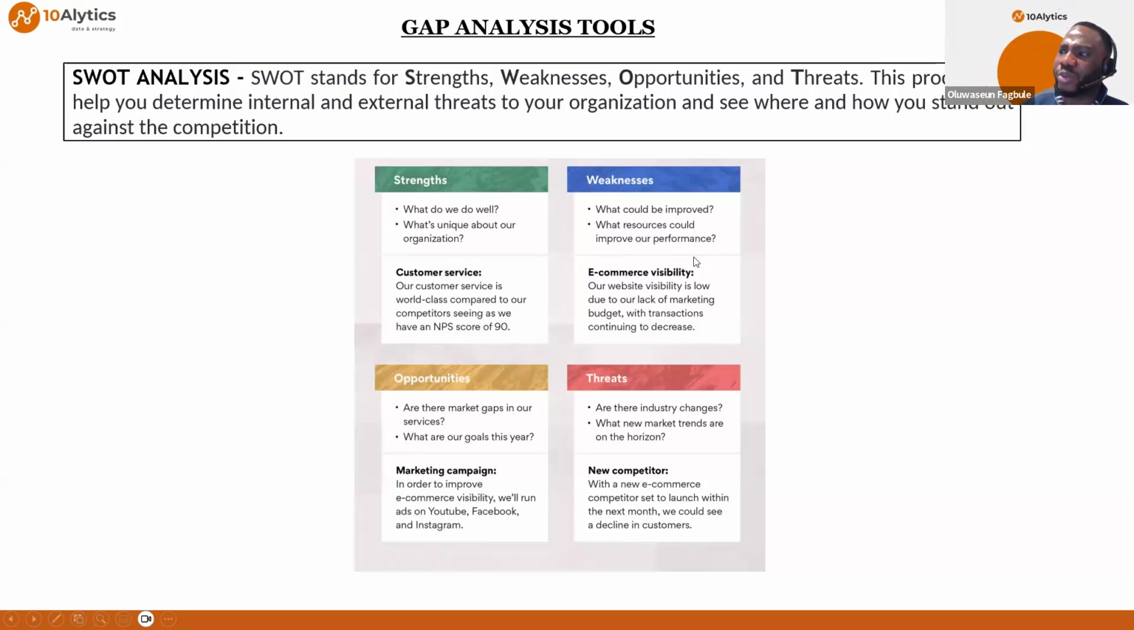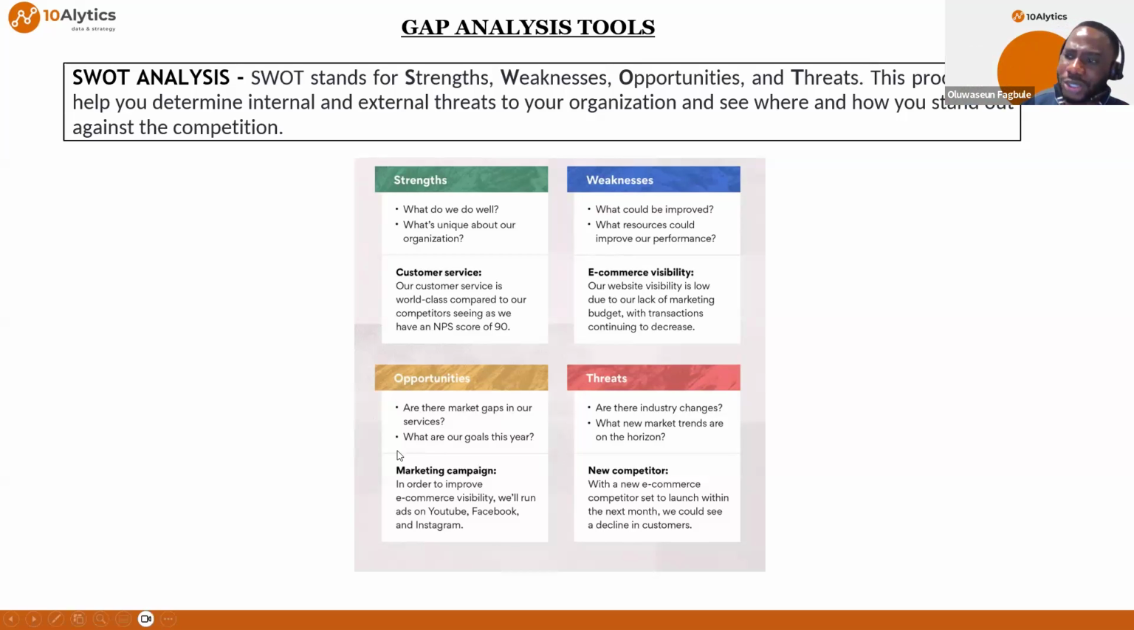Now, what's the weakness? As part of weakness, you want to identify what are the areas that can be improved on. What are the things that we can do to improve our performance? What are the things that are not working well for this process, product, or service? An example here is that they've identified their e-commerce visibility as a weakness. They're saying that our website visibility is low due to our lack of marketing budget, with transactions continuing to decrease. So for this e-commerce company, whilst their customer service is good for the few customers that they have, they have low visibility when it comes to their website. They don't have a marketing budget to make ads and all of those things, and people don't see that service, and they can't use it.